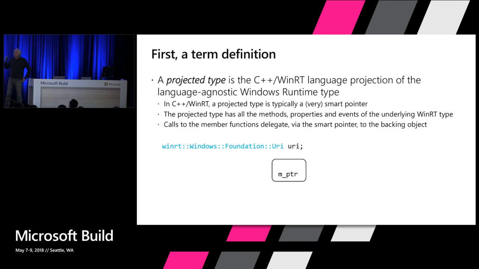Now, first, I need to define a term. All the types, well, all's too strong. Most of the types that you include these header files and use, like the URI type, the HTTP client type, are what we call projected types. They're not really the URI class. That's built into the operating system. When I instantiate that URI object on the stack, it's really just a really smart pointer to the thing in the OS. As such, it really only has one piece of state, a pointer to the real object.